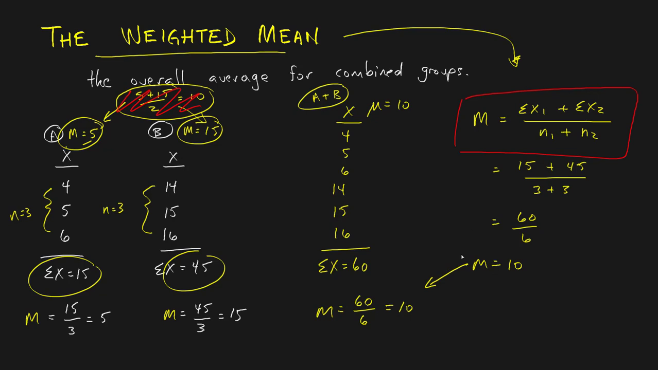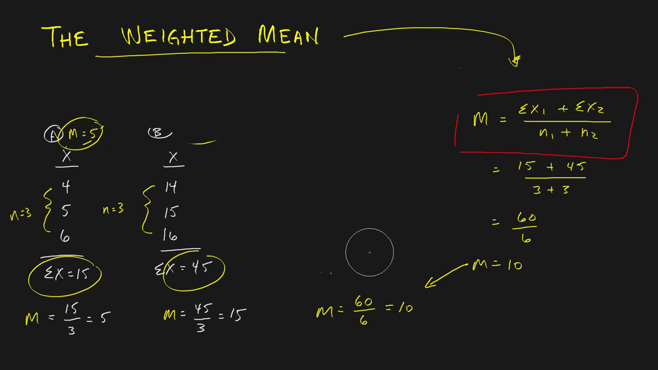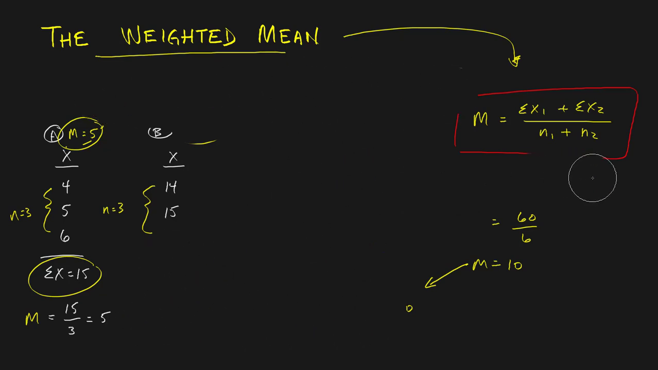Now I'm going to go through this one more time, and I'll use two different sample sizes just to show you that you can't always just take the average of the two averages. So let me clear a little bit of space here, and we can go back through and do that. Okay, I'll just leave my formula up.